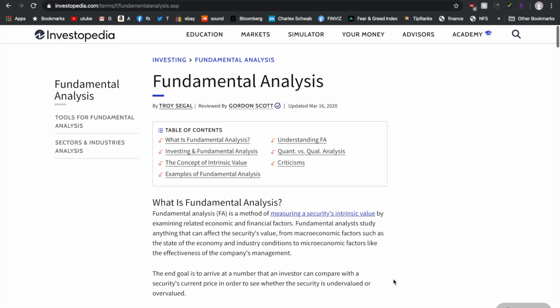So basically I wanted to do an introduction to this course. This course is meant for anyone who wants to get started investing any money that they have, or also potentially go into day trading. The class will be broken up into fundamental analysis, which is here. As defined by Investopedia, fundamental analysis is a method of measuring a security's intrinsic value by examining related economic and financial factors. We'll get into that later.